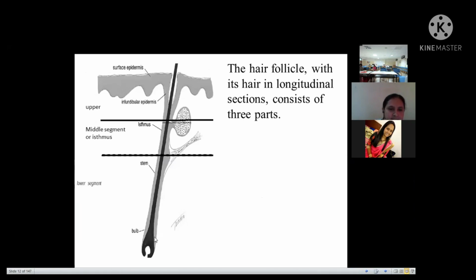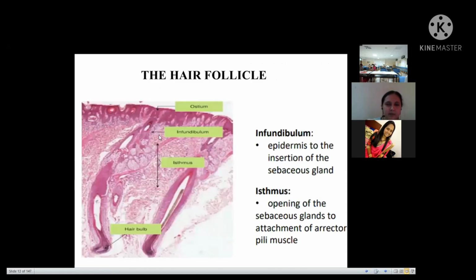That is the lower segment, which has the bulb and suprabulbar portion, which starts from the base of the follicle to the insertion of the erector pili. And the middle segment, we call it isthmus, which begins with the insertion of the erector pili till the opening of the sebaceous gland. And the uppermost part, we call it infundibulum, which extends from the opening of the sebaceous gland to the follicular orifice. So this is the hair bulb on the histology, what we see.